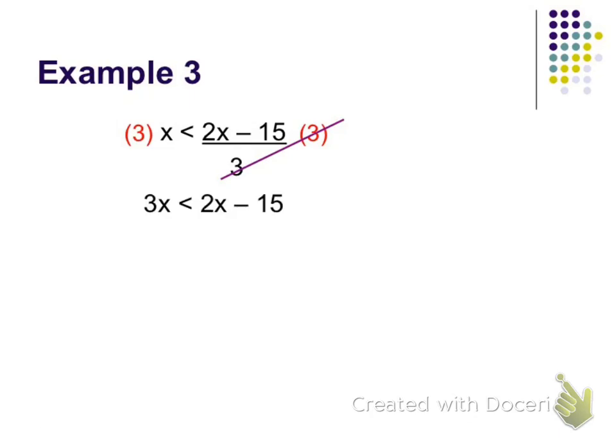We can simplify the expression as 3x is less than 2x minus 15. Subtract 2x from both sides and get x is less than -15, and then you could go ahead and graph that, which would be an open circle at -15 and pointing to the left.